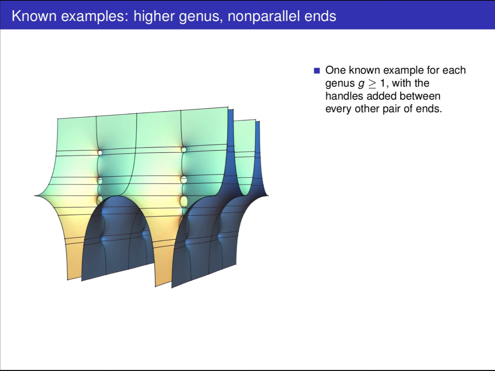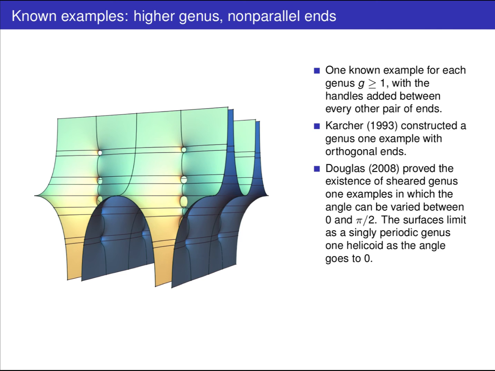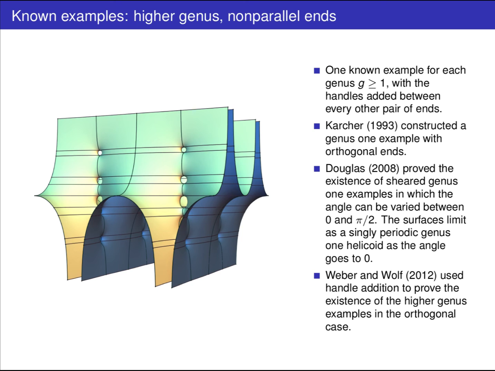Some known related examples, some higher genus examples with non-parallel ends. There's one known example for each genus G greater than or equal to 1, with the handles added between every other pair of ends. So Karcher in 1993 constructed a genus 1 example with orthogonal ends. Douglas in 2008 proved the existence of the sheared genus 1 examples in which the angle can be varied between 0 and 2 pi. The surfaces limit as a singly periodic genus 1 helicoid as the angle goes to 0.